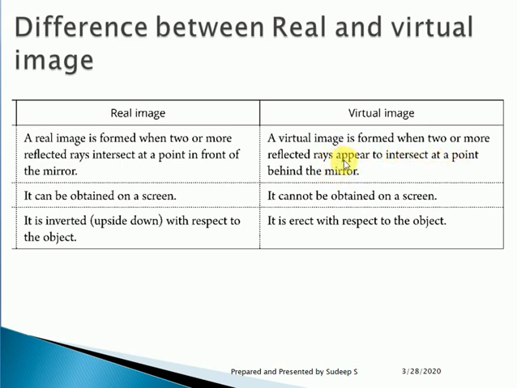Now similar case also happens in plane mirror. Hence, plane mirror and convex mirror will always form virtual image. They will never ever be able to form the real image. So the real image can be obtained on screen. Virtual image cannot be obtained on screen. Real image is inverted, upside down with respect to the object. Virtual image is erect with respect to the object. Now the third point will be understood once we are able to construct a ray diagram for different cases of concave mirror.